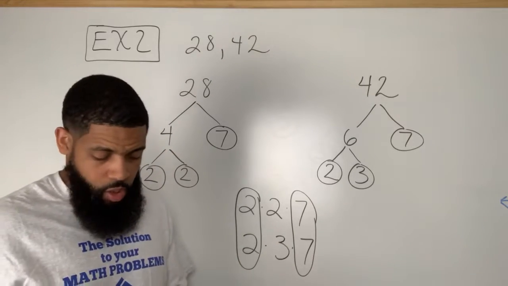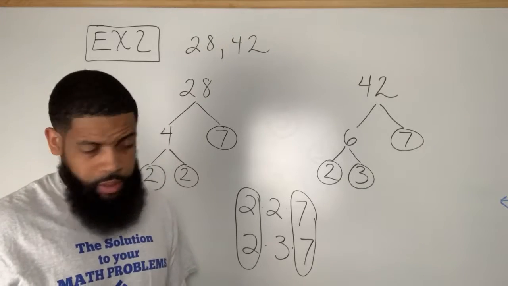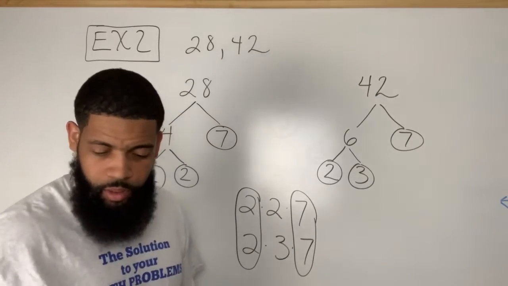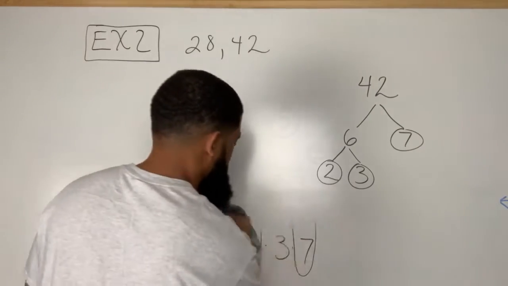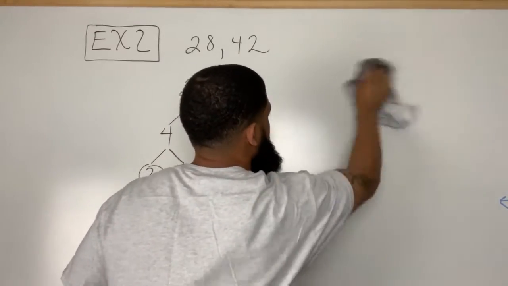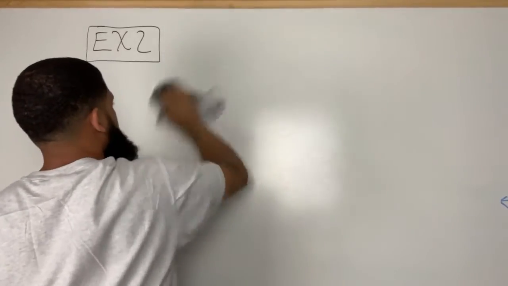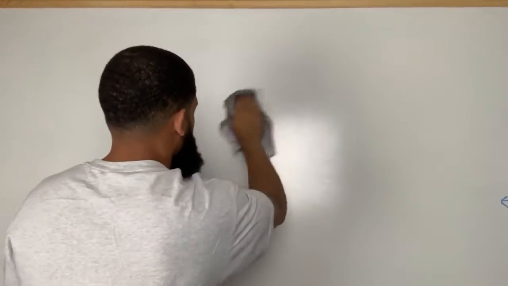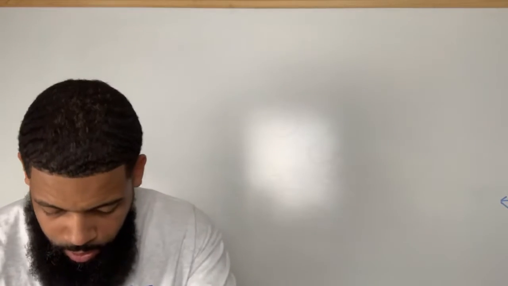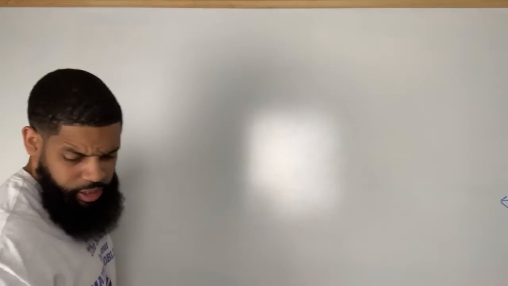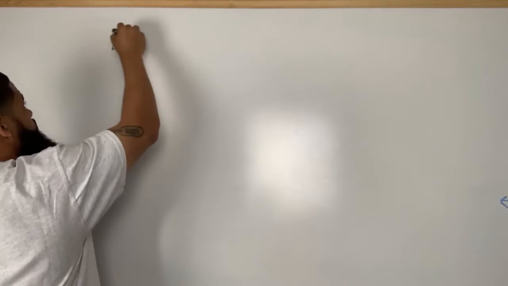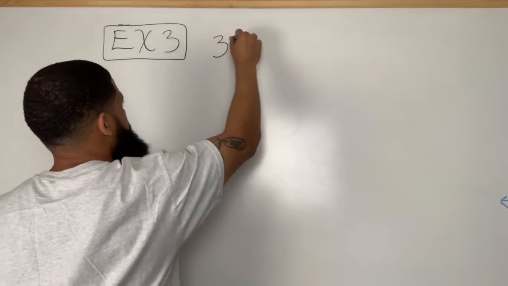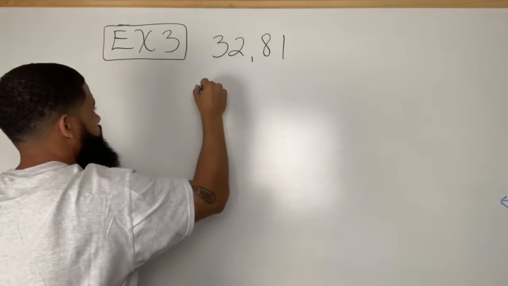Let's look at one other example and see what we can come up with. All right. Example number 3. Let's say we have 32 and 81. So let's do 32.